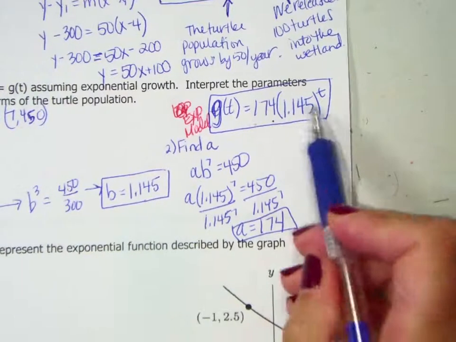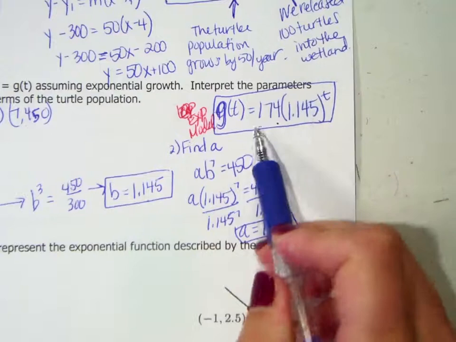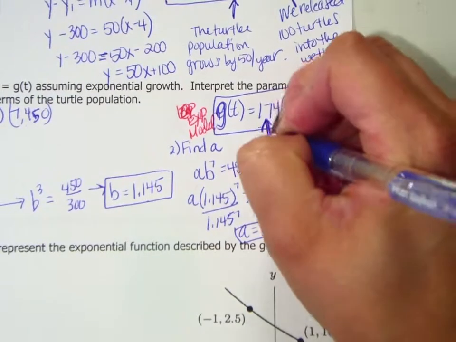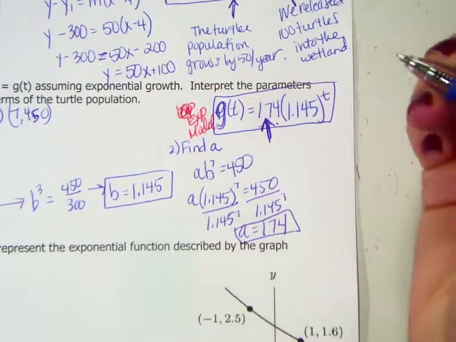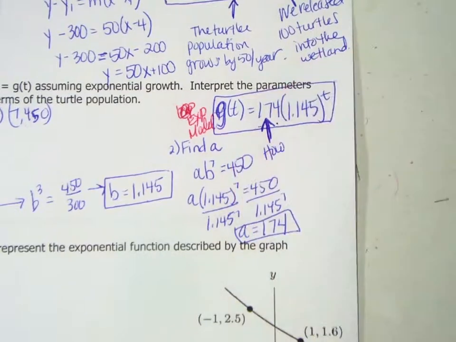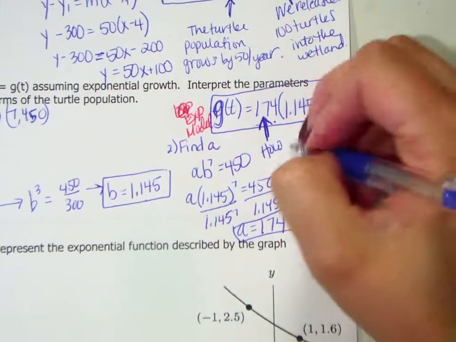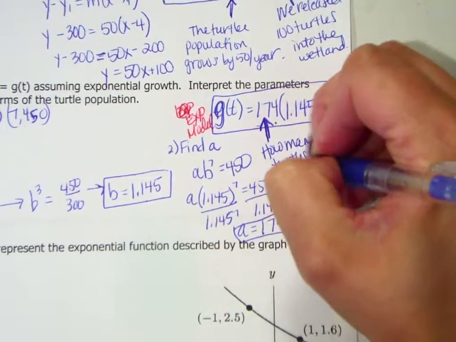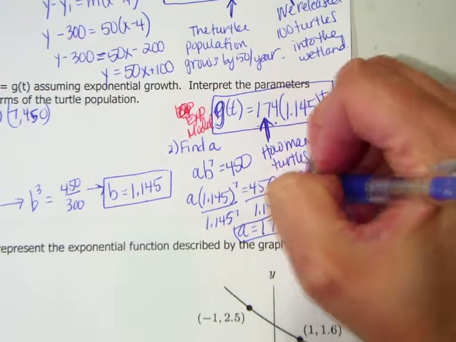So now, what do these two values mean? Mike, what does that 174 mean? 174 is like your y-intercept, so that'd be how many turtles you release. Okay, so in our exponential model, we started with 174 turtles, or how many turtles we released.